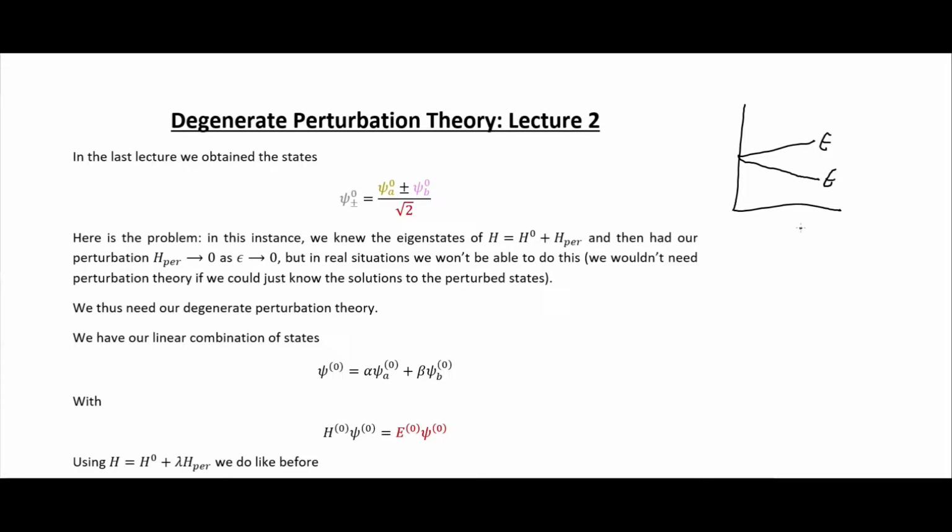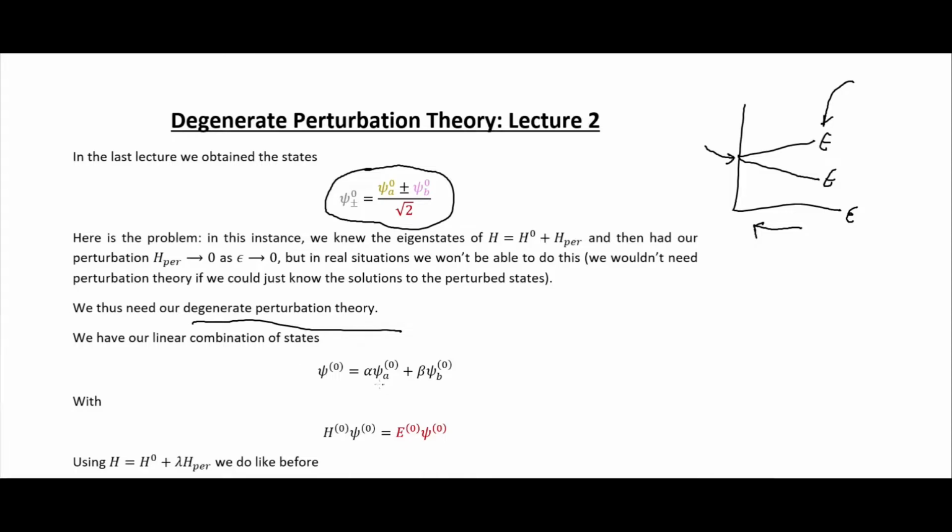But if we took our epsilon, which was what we had here, back to zero, we ended up getting this point here where the energies were the same, and so it was degenerate, but it was two different states with the same energy. And so we found our two different states, the plus state and the minus state. But as I mentioned in the previous video, if we could do this, then we wouldn't need perturbation theory, because we just assumed that we could find the two states in the perturbed state and then take this perturbation away and find our two degenerate states. And so we need our degenerate perturbation theory.